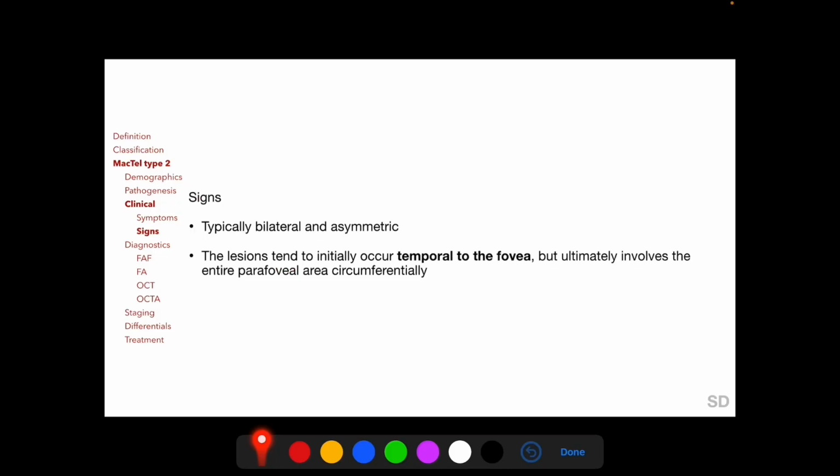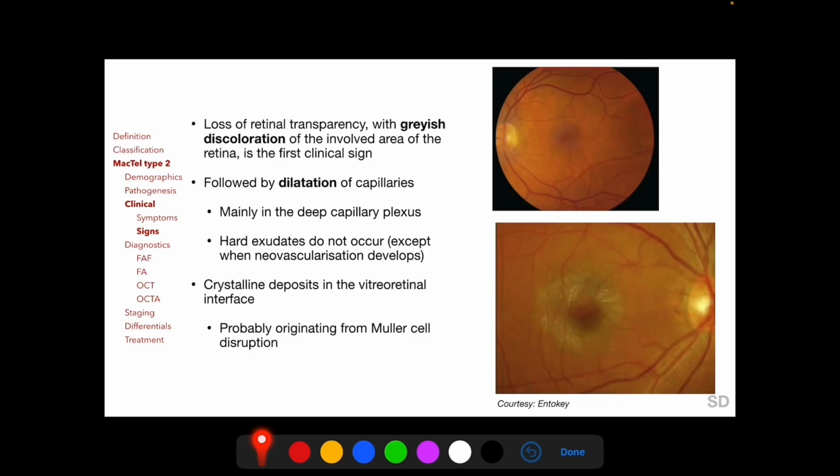As we have mentioned, unlike MacTel type 1, MacTel type 2 is typically a bilateral disorder but is usually asymmetric, and the lesions tend to initially occur temporal to the fovea but usually progress to ultimately involve the entire parafoveal area circumferentially. The first clinical sign of MacTel type 2 is usually loss of retinal transparency with grayish discoloration of the involved area of the retina, as seen in this color photograph of an eye with early MacTel type 2 and in this color photograph of an eye with more advanced MacTel type 2.